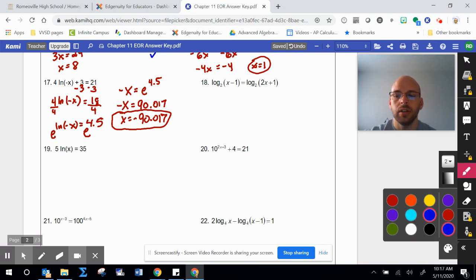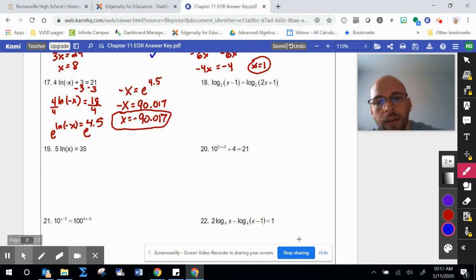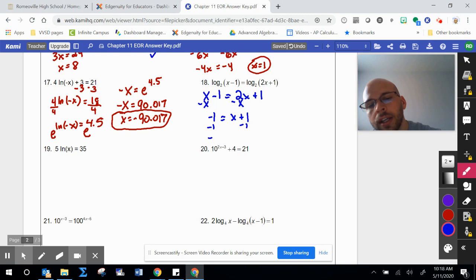Okay. So let's take a look at number 18. If you look at 18, we have logs on both sides. Well, if I have logs on both sides, if the left-hand side needs to equal the right-hand side, we already have most of them equal. The only thing that we need to know is that the insides of these logs have to be equal, okay? And so I'm going to subtract my x. Let's get all the x's to one side. Negative 1 equals just x plus 1. If I subtract the 1, I get negative 2 equals x. And ladies and gentlemen, that should be my answer.